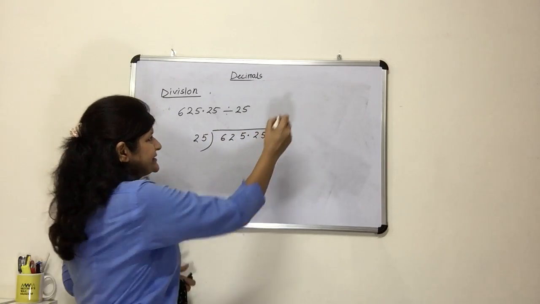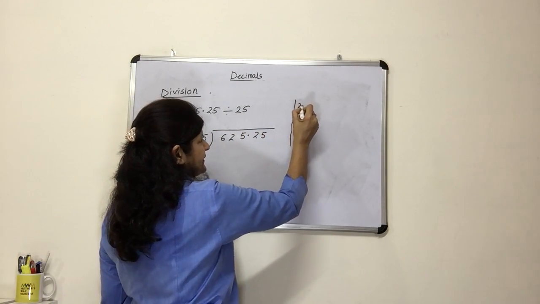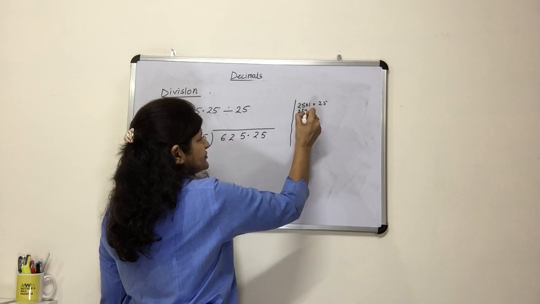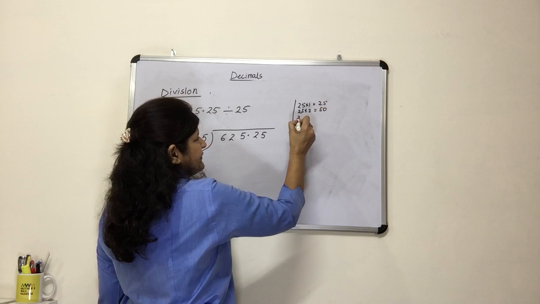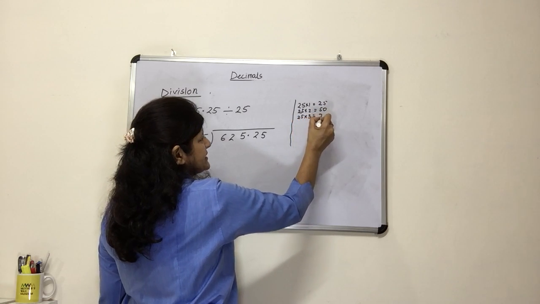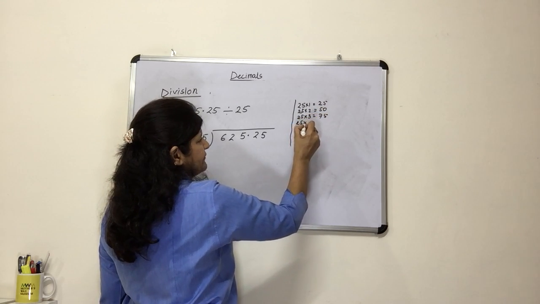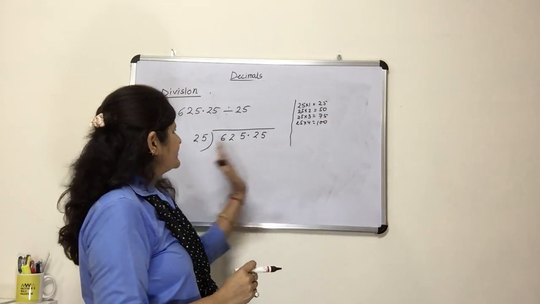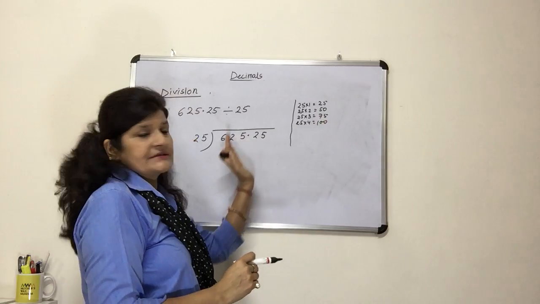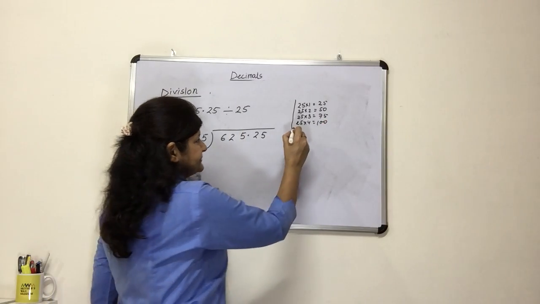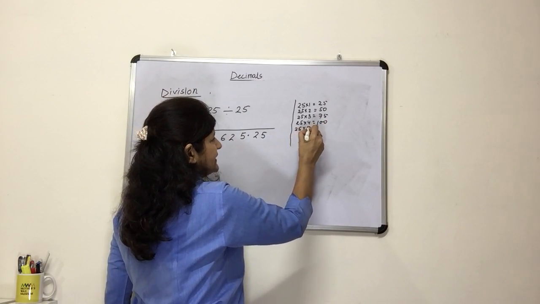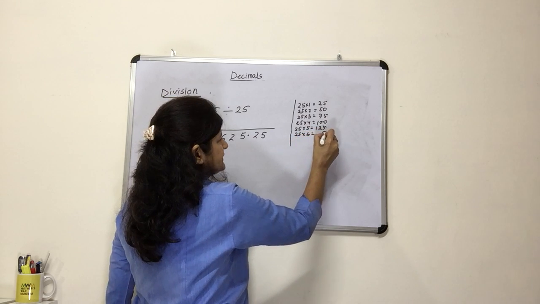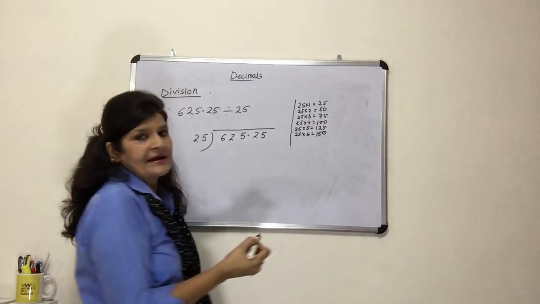Just to make it easy, students, you just write the table here. 25 ones are 25, 25 twos are 50, 25 threes are 75, 25 fours are 100. So it becomes very easy when you write the table of the divisor over here. You will pick the numbers and you can do the division easily. 25 fives are 125, 25 sixes are. So in this way we can write it over here.